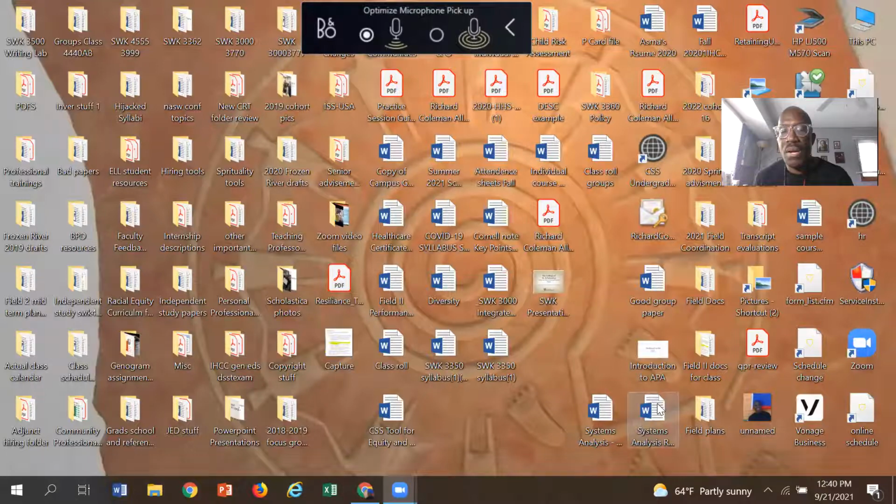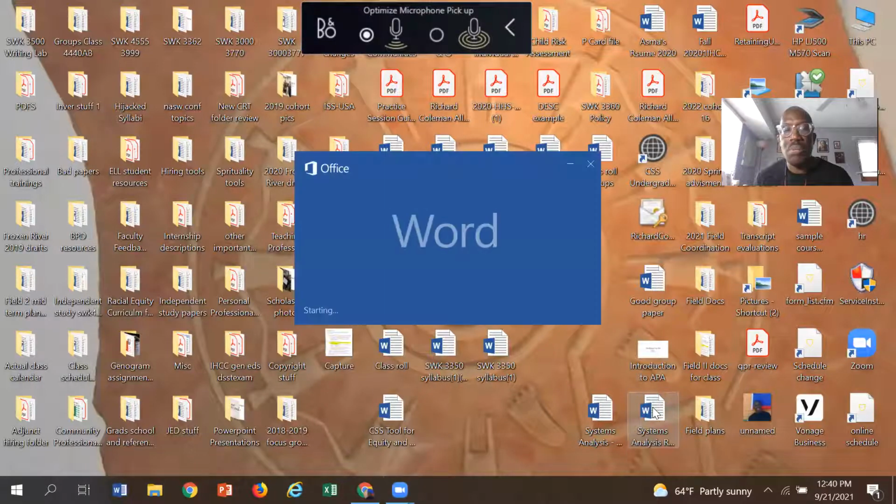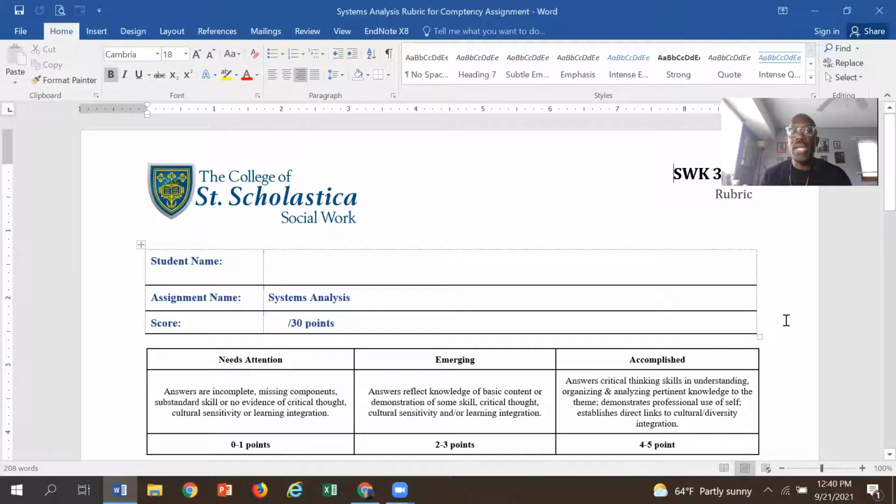All right. I think there is one other thing that I want to share with you all in terms of how I will be grading these papers. So we have a rubric. It is also a part of your assignment.